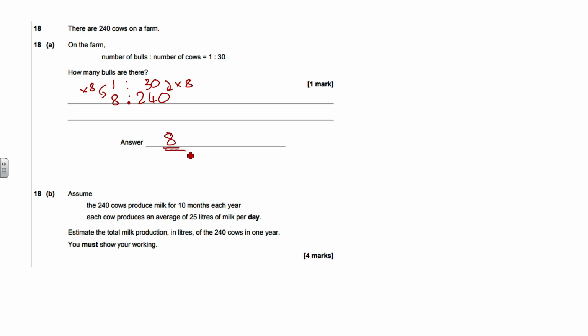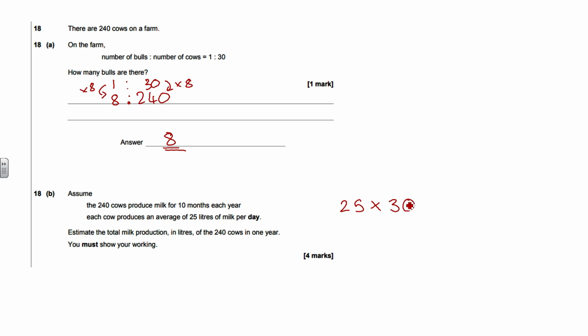18 part B. Assume that 240 cows produce milk for 10 months each year. Each cow produces 25 litres of milk per day. Estimate the total milk production in litres of the 240 cows in 1 year. You must show your working. So 25 litres per day. The problem we've got here, of course, is we don't know how many days in a month. So we could go 28 days and just assume all months are February, which we could, or we could say, well, let's just say it's 30 days in a month on average.